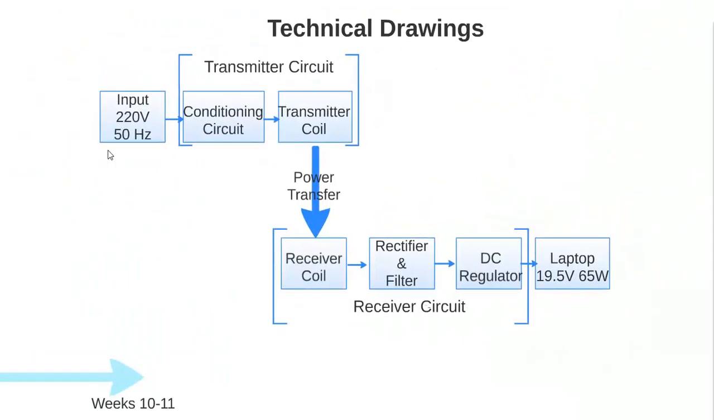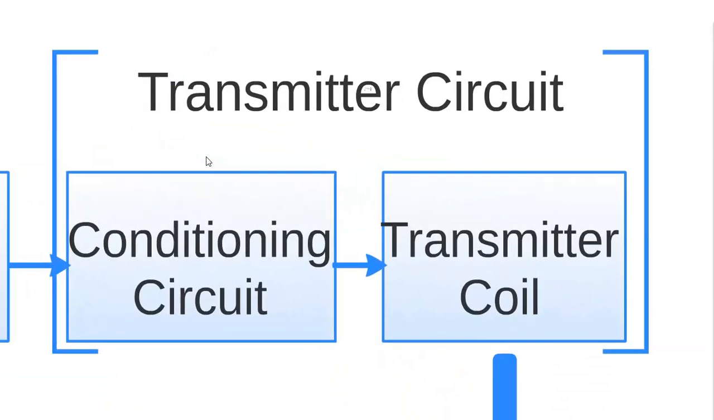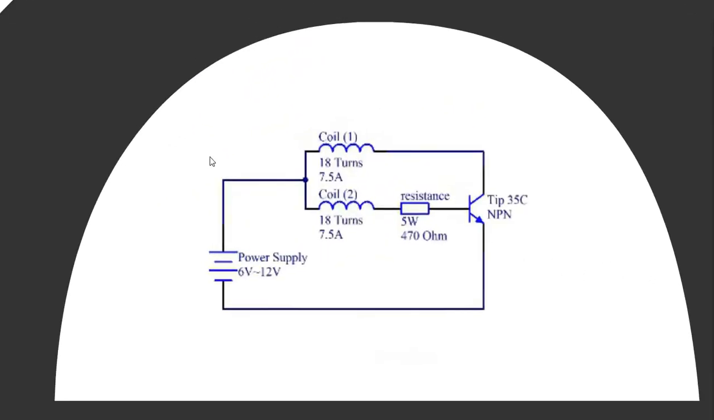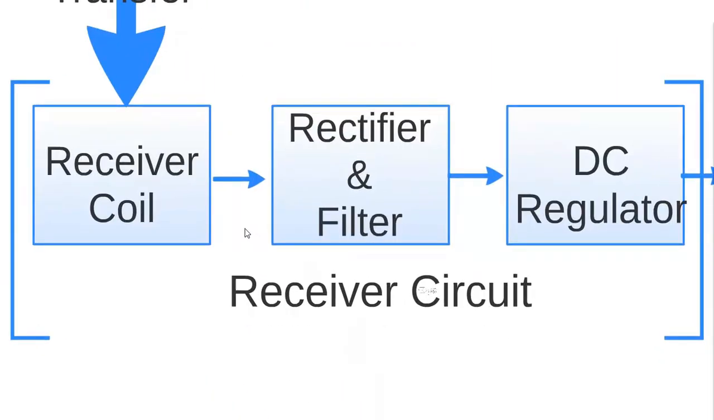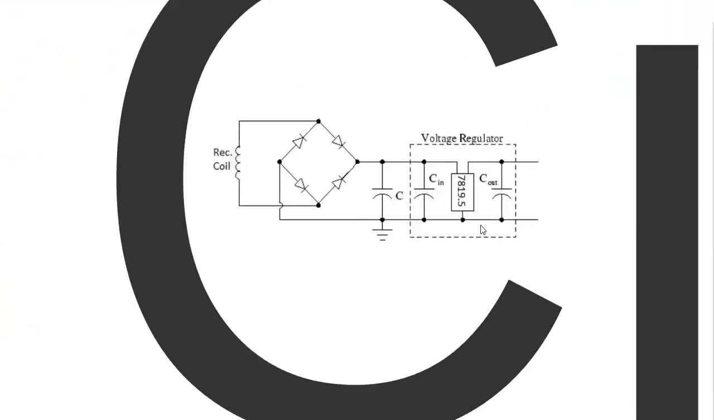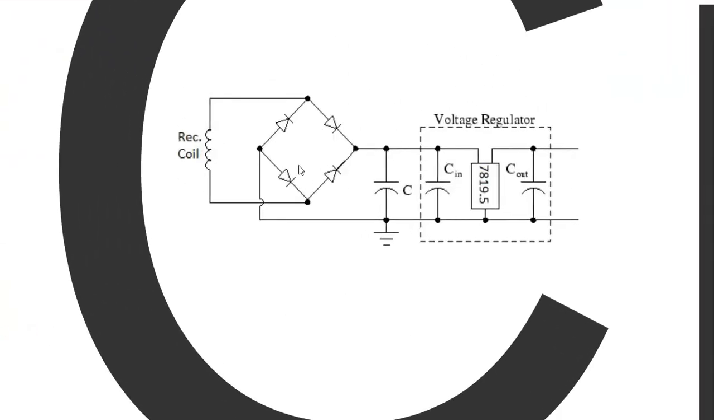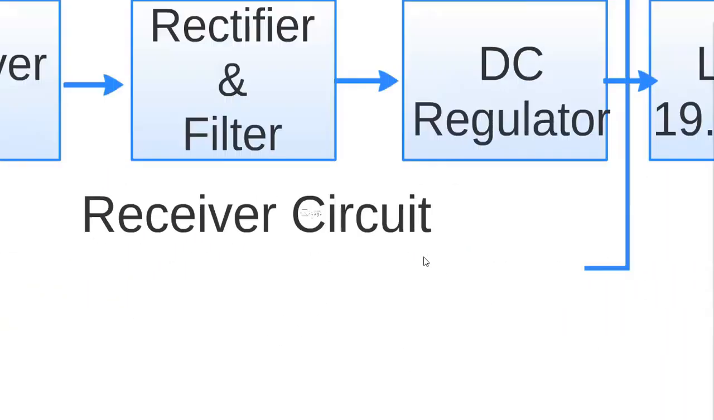From here, we built our technical drawings and block diagram, which basically has input, conditioning circuit, transmitter circuit, and coil, and this whole thing represents the transmitter circuit. The conditioning circuit is a resistor and a transistor, and then we have the coil. From here we go to the receiver circuit, which has the coil, rectifier and filter, and DC regulator. We designed the rectifier to be a bridge rectifier, with a normal voltage regulator in this case.